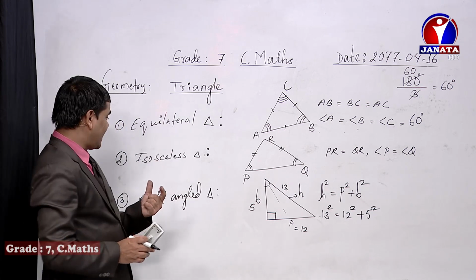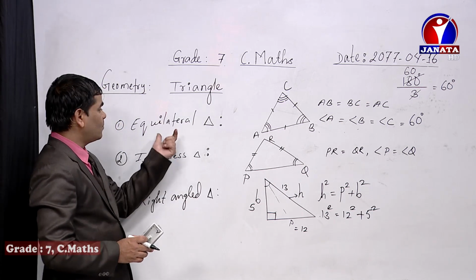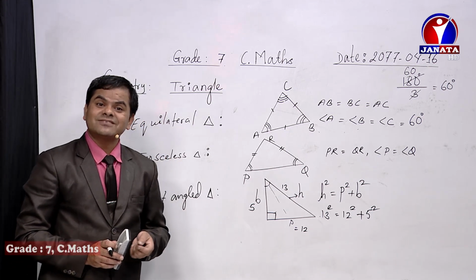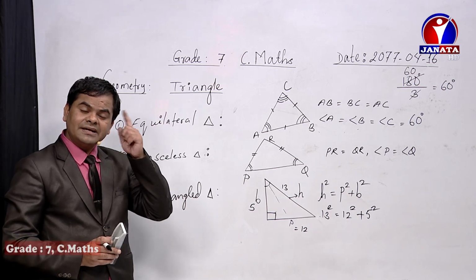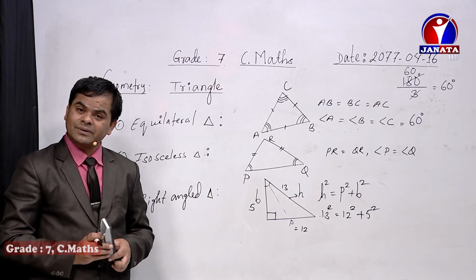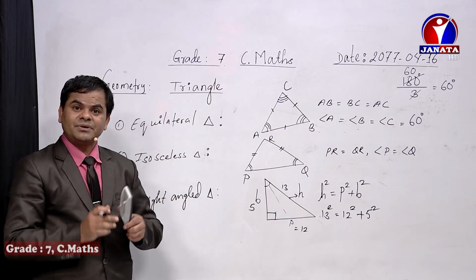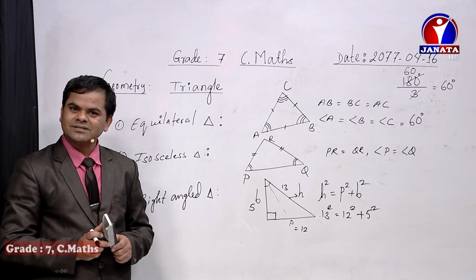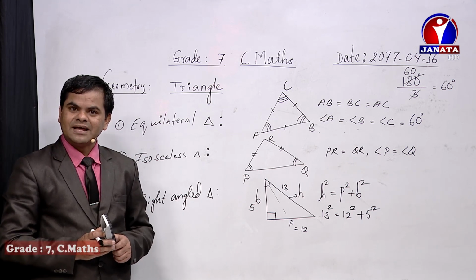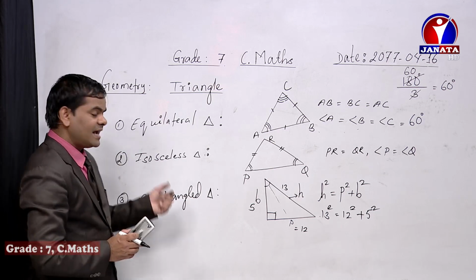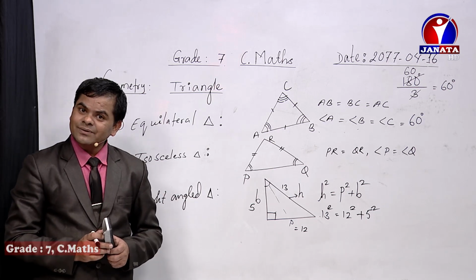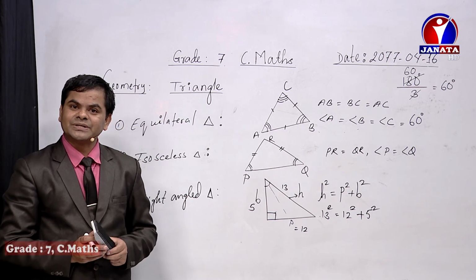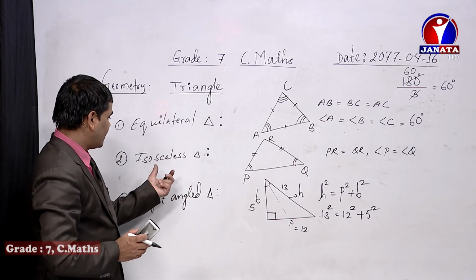Equilateral triangle we have defined, isosceles triangle too. If somebody asks a question about the equilateral triangle, you need to visualize in mind that a triangle having all sides and all angles equal to each other is known as the equilateral triangle. Similarly, in an isosceles triangle, two sides are equal, and the angles opposite to those two sides are equal to each other. That's the property of isosceles triangle.